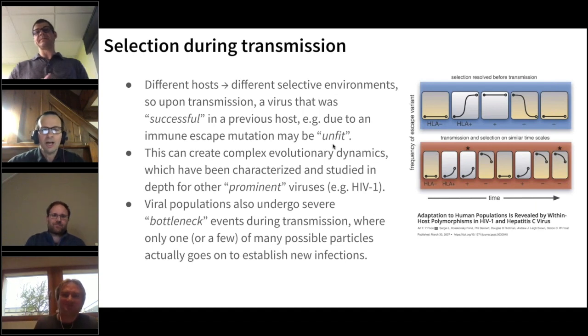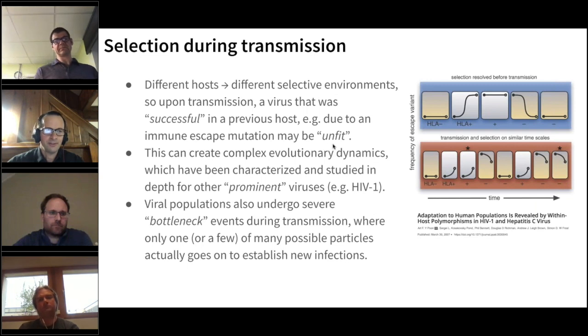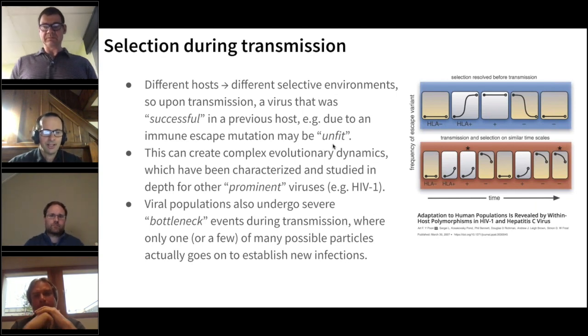All right. So once evolution within a host has done its thing, the virus has to transmit to the next host. This has been studied for many, many years in other viruses, especially things like HIV. The different hosts impose generally different selective environments. So upon transmission, a virus that was successful in the previous host, for example, due to an immune escape mutation, may become unfit because that mutation is no longer beneficial in the new host. This creates complex evolutionary dynamics, which have been characterized and studied in depth for other prominent viruses.